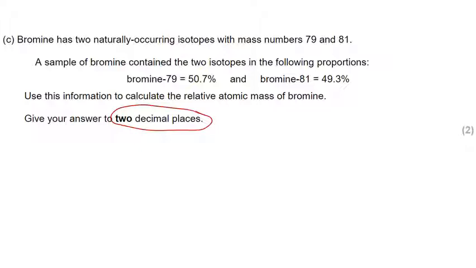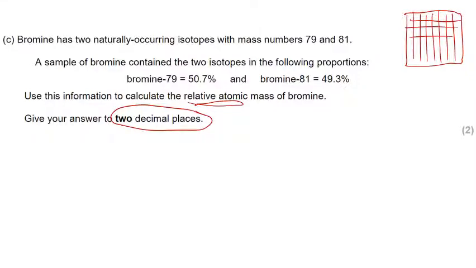So in answering a question like this, calculate the relative atomic mass, we're finding an average of these two isotopes. Because they're always out of a percentage, out of 100, I would always just use the same method that we used earlier on in the year. Pretend you have 100 atoms and 50.7 of those atoms are bromine 79, and the other 49.3% of those atoms are bromine 81.